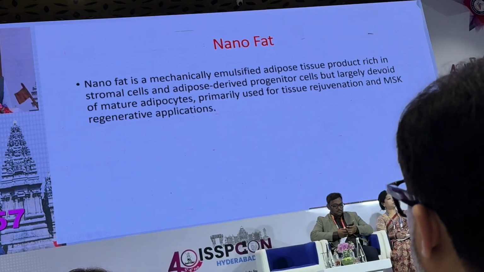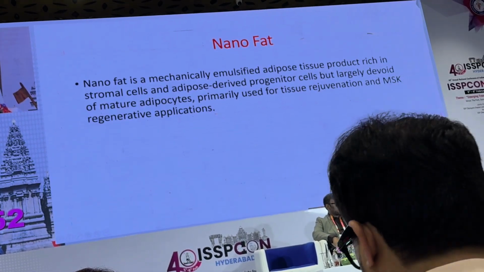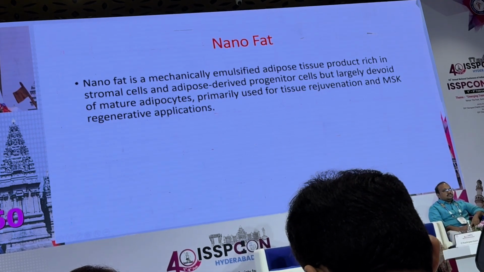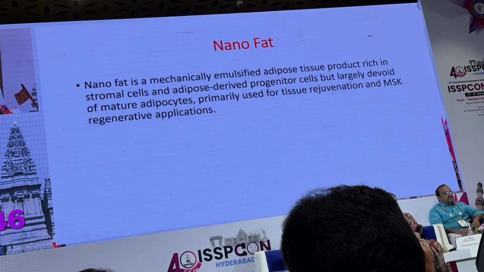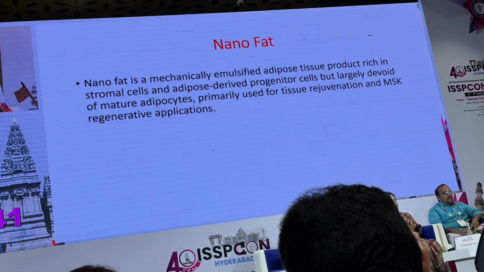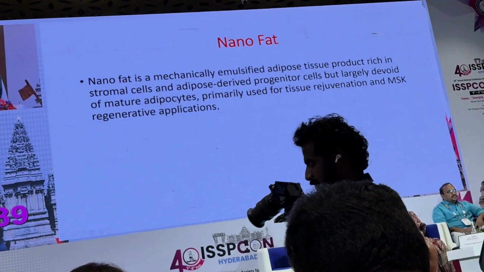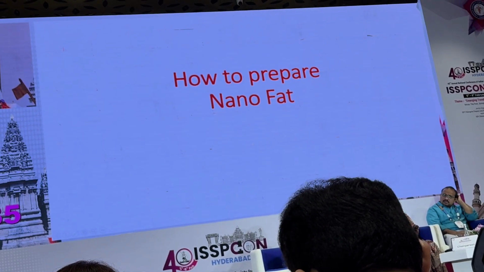The other preparation is nanofat. Nanofat is a simple preparation. It is a mechanically emulsified adipose tissue product rich in stromal cells and adipose-derived progenitor cells, but largely devoid of mature adipocytes, primarily used for tissue rejuvenation and MSK regenerative applications. Usually in my clinic, I prepare nanofat for treatment purposes. I am not using SVF.